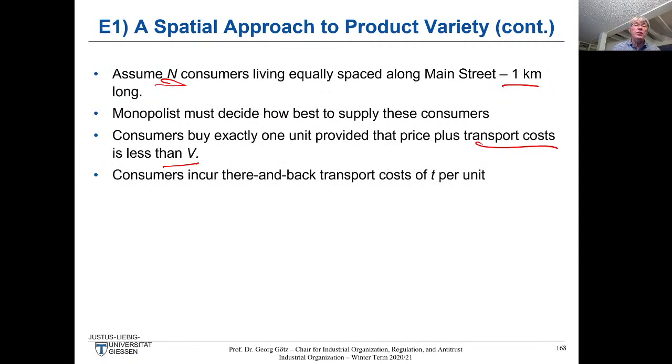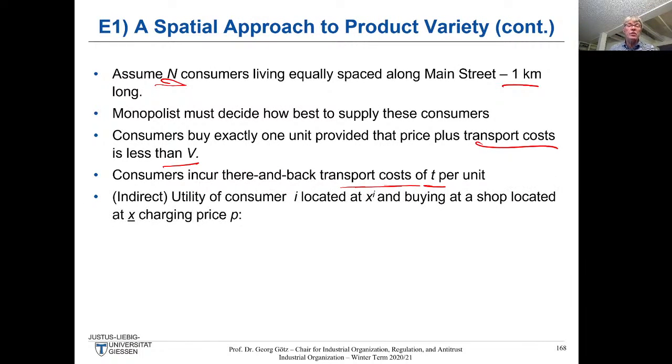And in terms of the transport costs, we assume that these are T per unit, and these are there and back. Of course, if you go to the bakery, you have to go there and you have to go back, but we just assume that this T covers everything. Once we have this assumption, the indirect utility of consumer i located at x_i and buying at a shop located at x-bar, which charges a price p, is simply this here.